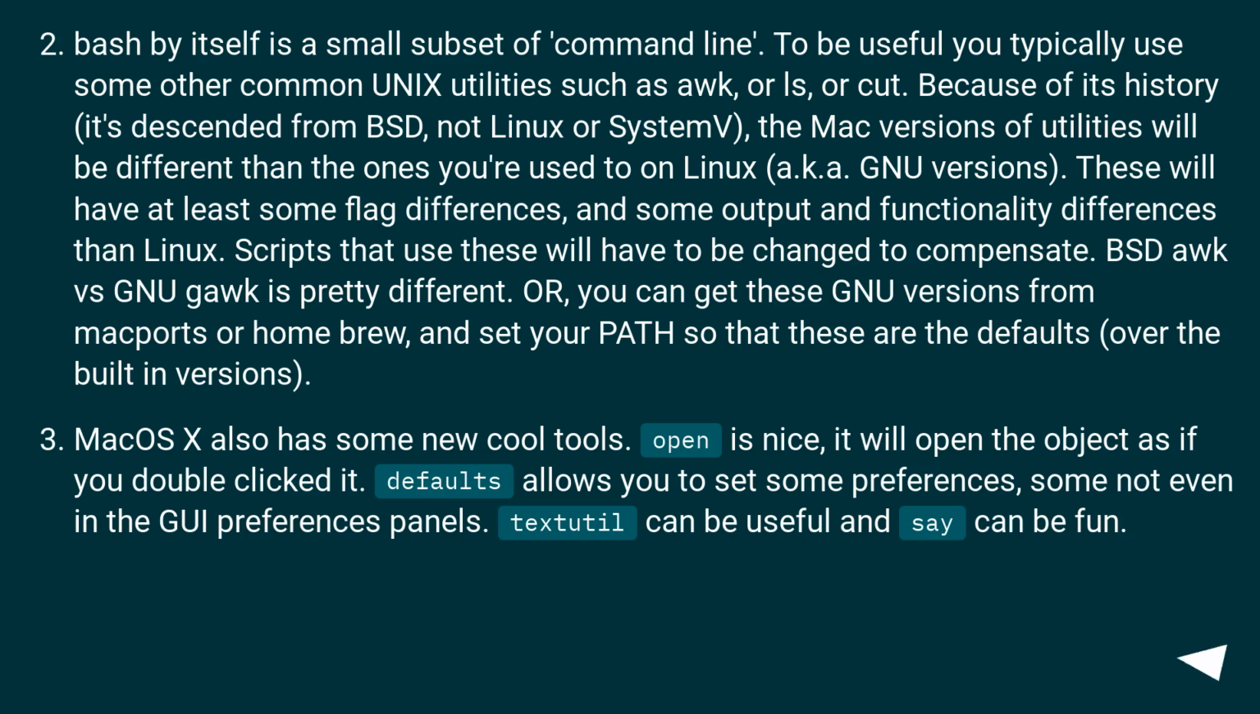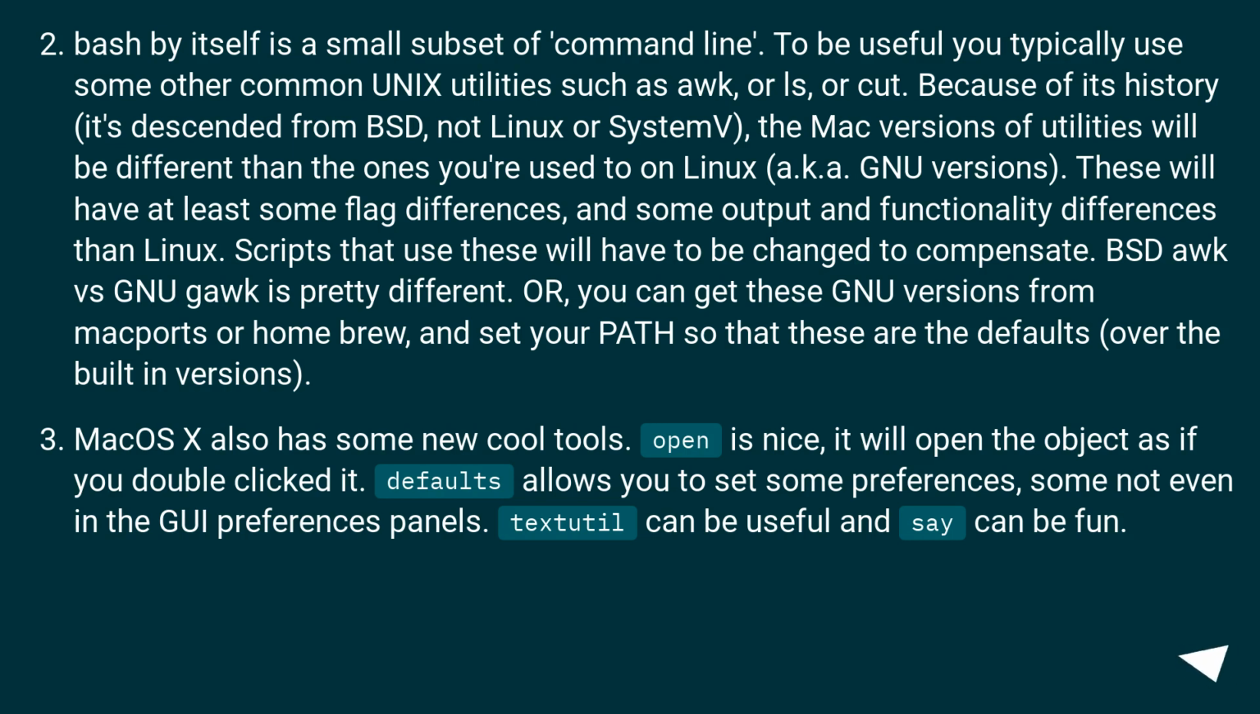Bash by itself is a small subset of command line. To be useful, you typically use some other common Unix utilities such as awk, or ls, or cut. Because of its history, macOS is descended from BSD, not Linux or System V. The Mac versions of utilities will be different than the ones you're used to on Linux, a.k.a. newer versions. These will have at least some flag differences, and some output and functionality differences than Linux. Scripts that use these will have to be changed to compensate.